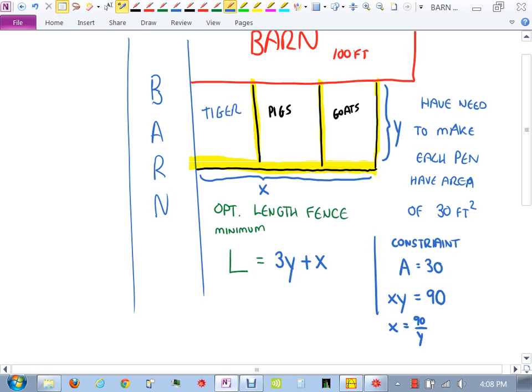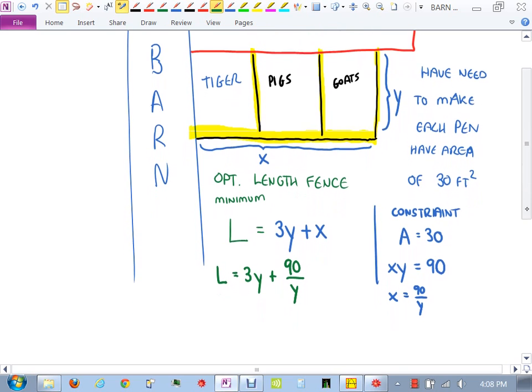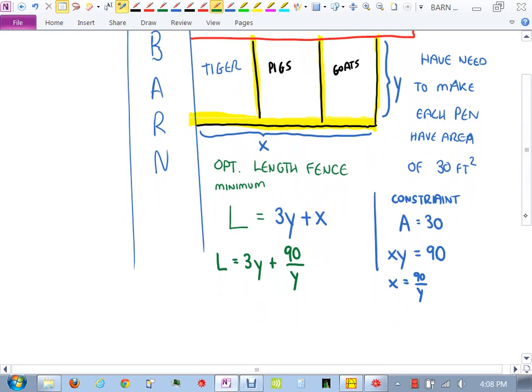So now we come back into our length equation: 3y plus x, but x is 90 over y. Now we're going to run into some issues.